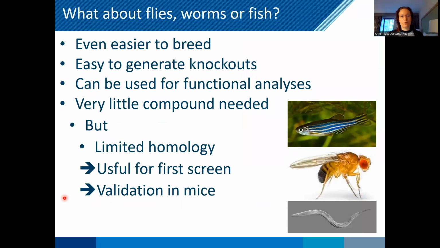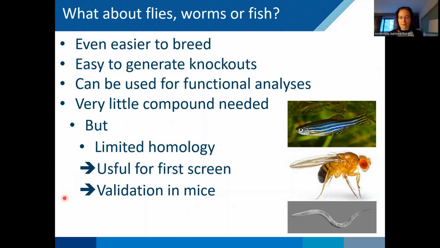But what about flies and worms and fish? They're even easier to breed. It's really easy to generate knockouts. They're small, so the amount of compound that you need is very, very little. There are functional assays, such as how these animals swim. Again, I'm from the muscle field, so there are tests on how quick these animals can swim and how quick the Drosophila can fly. The gait in the C. elegans worm has been studied, and if animals have problems with muscle disease-related proteins, you can see problems with the gait and the speed at which the worms crawl.